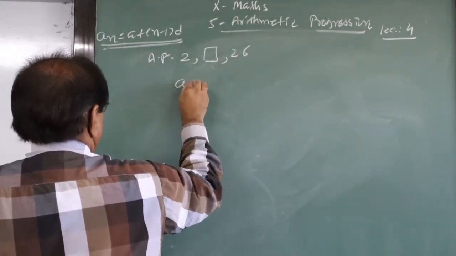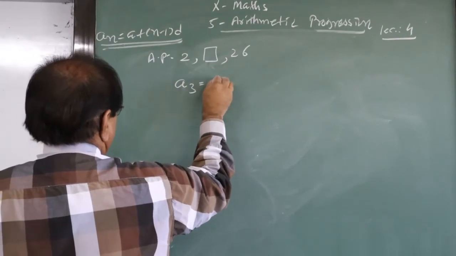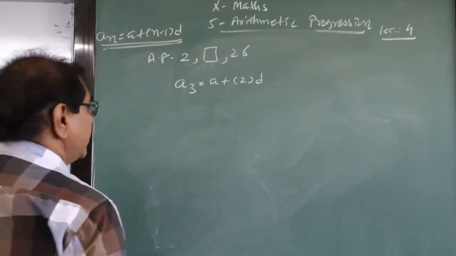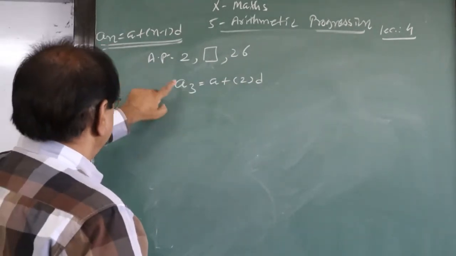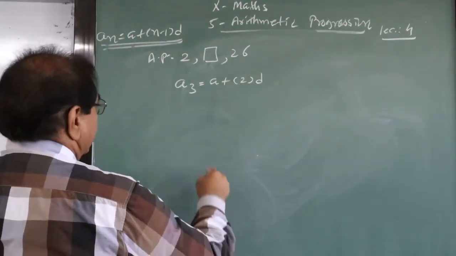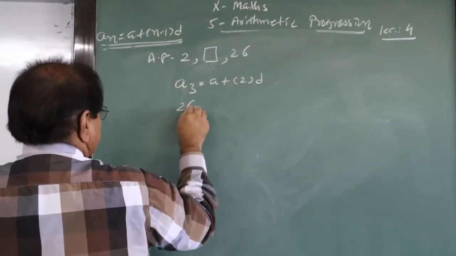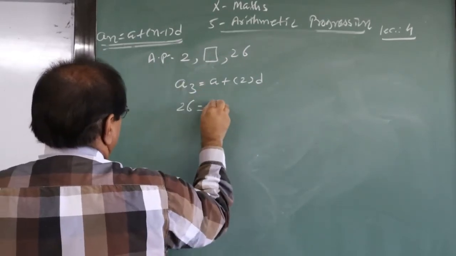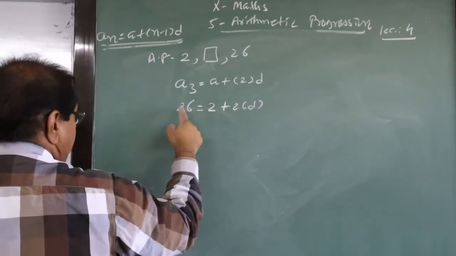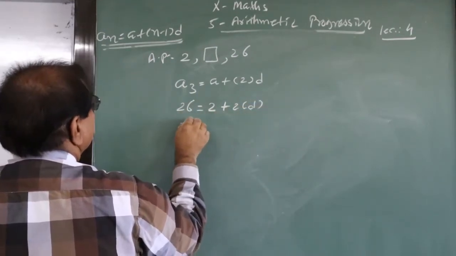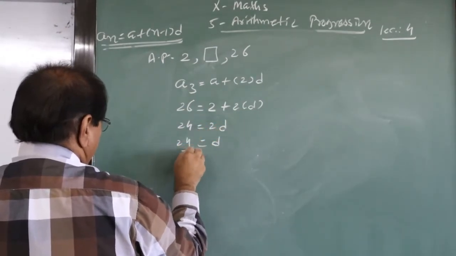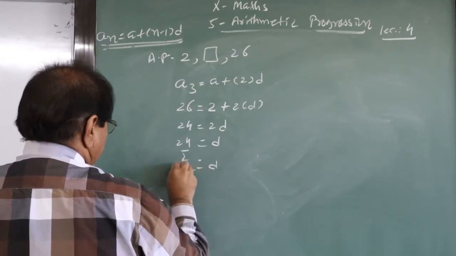So, I can go for A3 is equal to a plus 3 minus 1, that is 2, into the difference. Okay? A3 is equal to a plus (3 minus 1), 2 into d. So, what is A3? 26 is equal to a, which is 2, plus 2d. 26 minus 2, it is 24 is equal to 2d. So, d is equal to 24 upon 2, d is equal to 12.